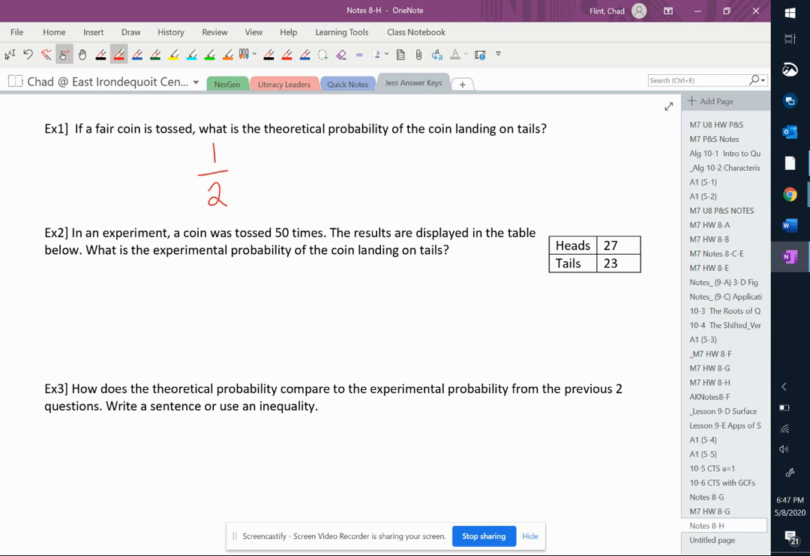Example 2. In an experiment, so this is where we start talking about an experiment, a coin was tossed 50 times. The results are displayed in this table. What is the experimental probability of the coin landing on tails? So here, our total is no longer 2, because our denominator is the number of trials. How many times did we flip this coin? And that would be that 50. So 50 is my denominator. And how many times did they land on tails? Well, my data and my table tells me 23. So 23 out of 50.